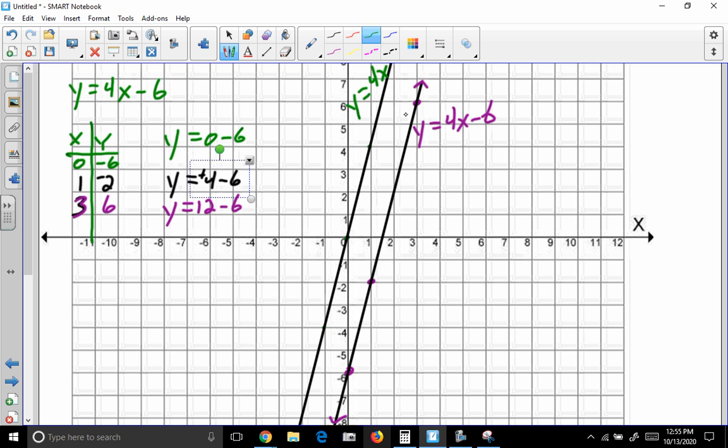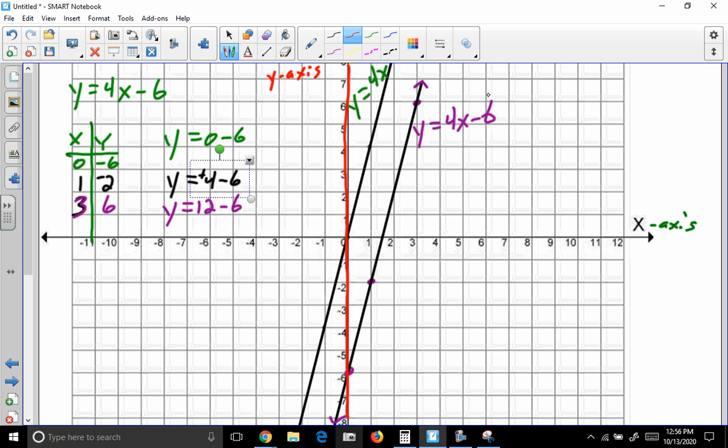They run beside each other at the same angle, the same steepness, the same slope. They just have different places where they cross this vertical line. And this vertical line we call the y-axis. This horizontal line is the x-axis. This vertical line here, that's the y-axis.